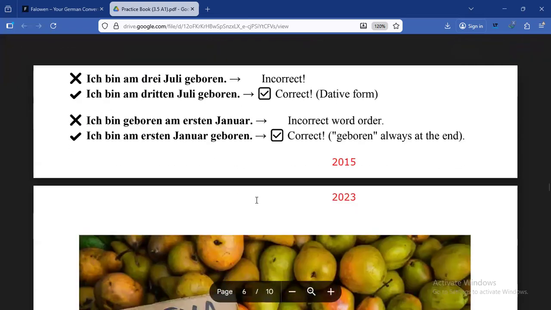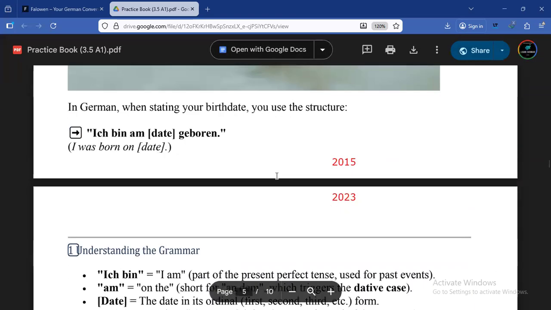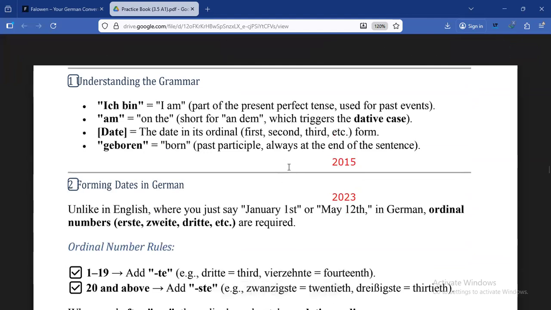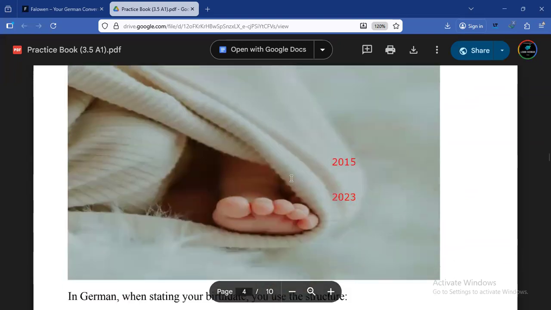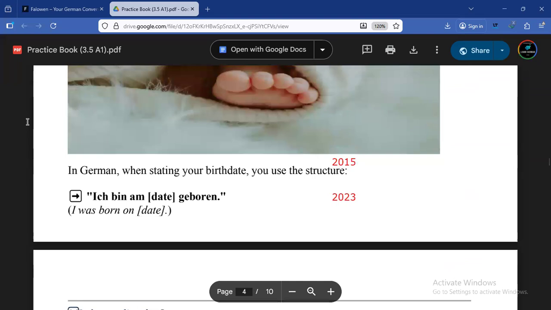So now that you have this also, let's add further information to it. And trying to say your date of birth, we are going to use Ich bin plus the date, and we add Geboren to it.